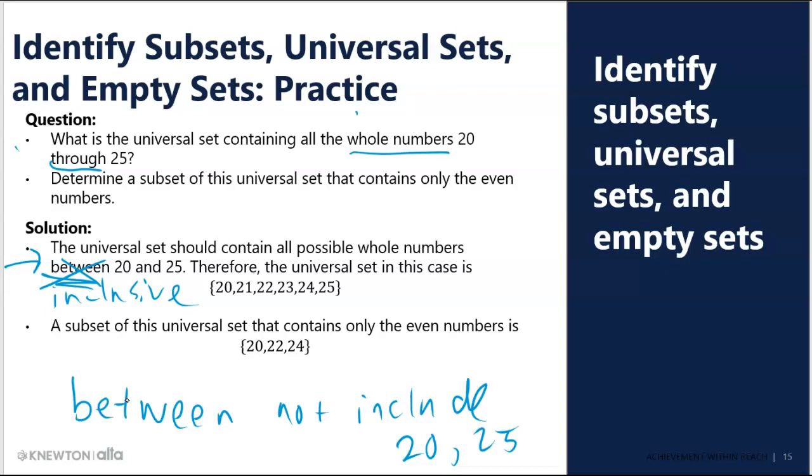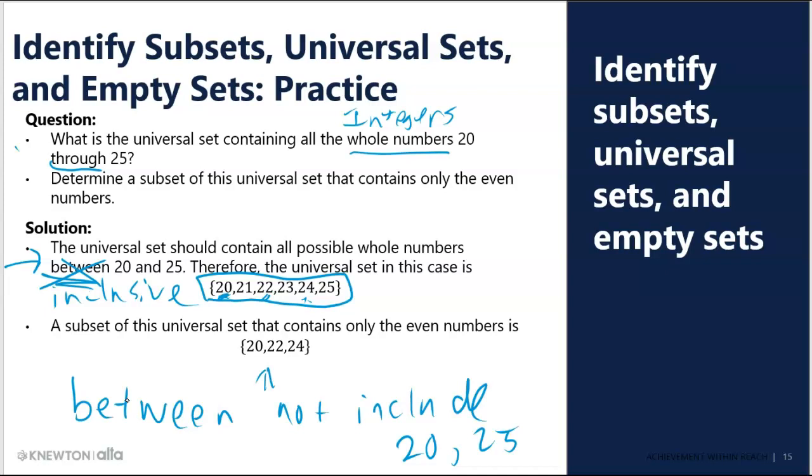This answer would have been the same if this word up here was integers, because there were no negative numbers involved. There's no zero involved. So it wouldn't matter whether they said containing whole numbers or containing integers, 20 through 25. Then the next question: determine a subset of this universal set that contains only the even numbers. I'm not going to write out a whole bunch. I'm not going to start with the number 2, because I'm only concerned with even numbers in the set they just had me make. So I take any numbers in this set that end in a 0, a 2, or a 4, and I get this. And notice the set braces and the commas are used correctly.